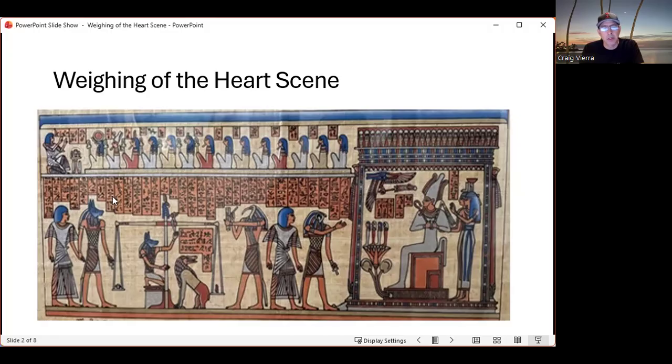Also, if you look across here, the number of these rectangular divisions that are hanging down here, if you count them, there's actually 33 across here. So you have some interesting numerology already appearing here. This is called the weighing of the heart, because the heart is going to be placed on the scale, and the soul is being judged. And this is in the so-called afterlife.